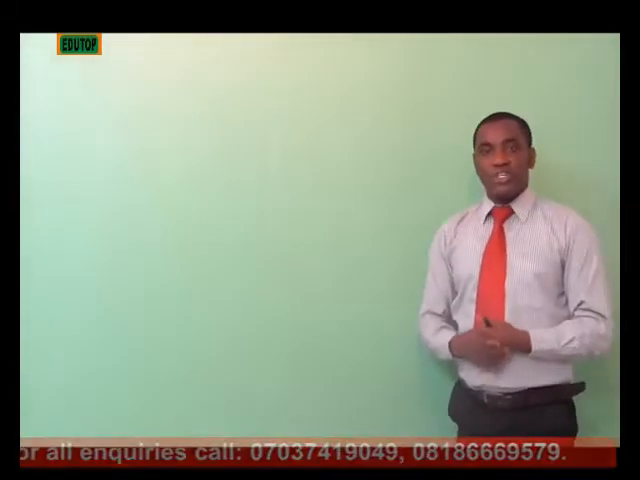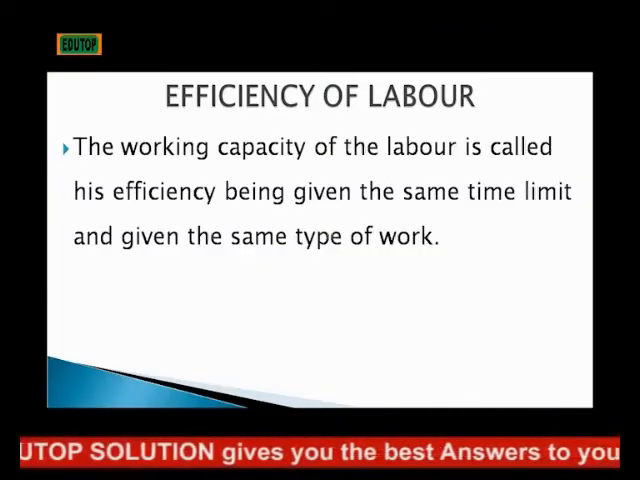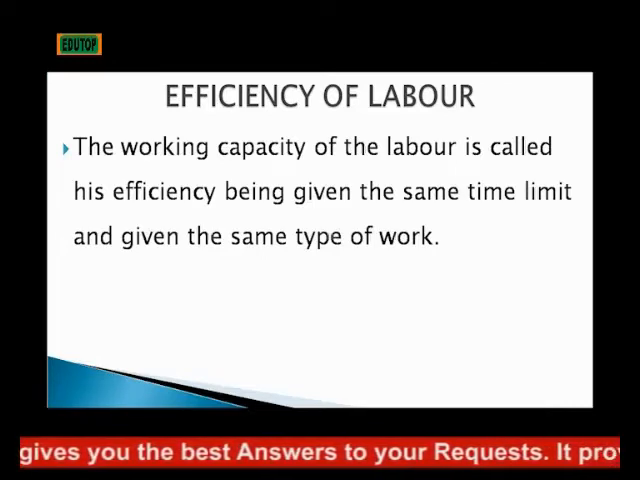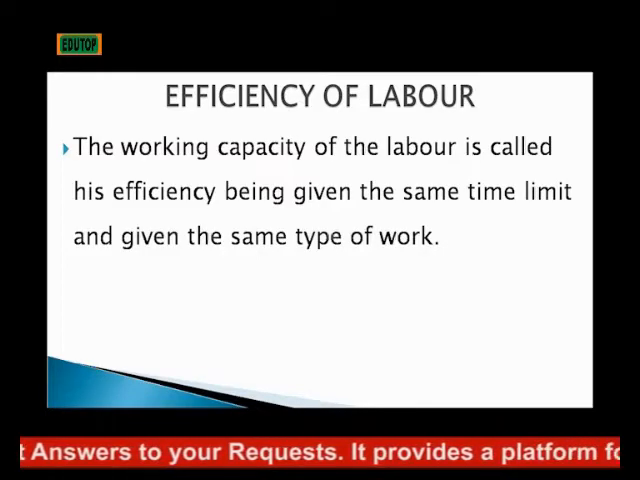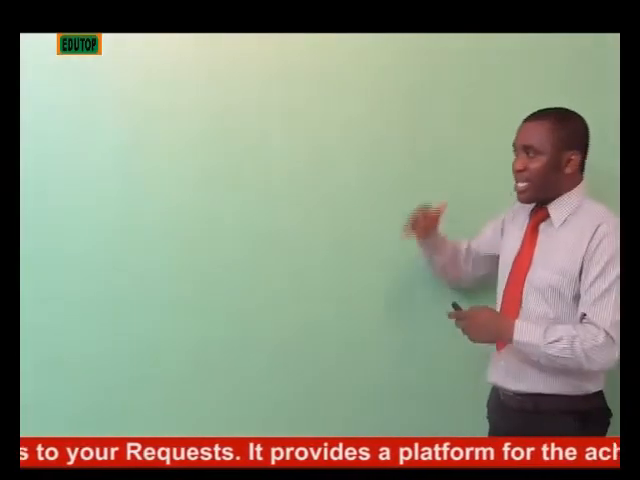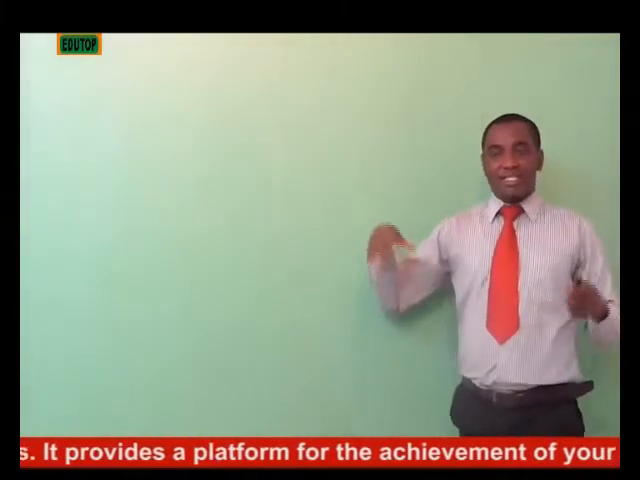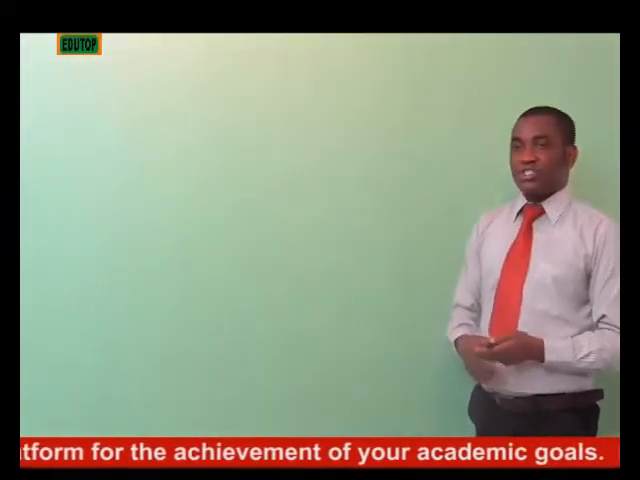When we talk of efficiency of labor, we are talking of the working capacity of labor. The working capacity of labor is what we refer to as efficiency of labor. That is, what are the qualities, what is the capacity of a particular labor or workers to perform a certain function, to produce certain goods, and to render certain services. That is what we refer to as efficiency of labor.